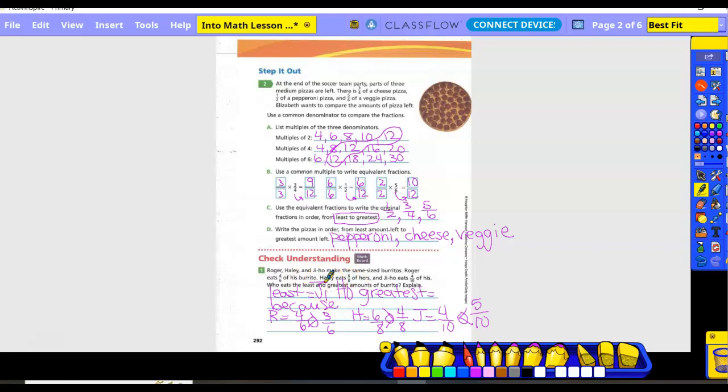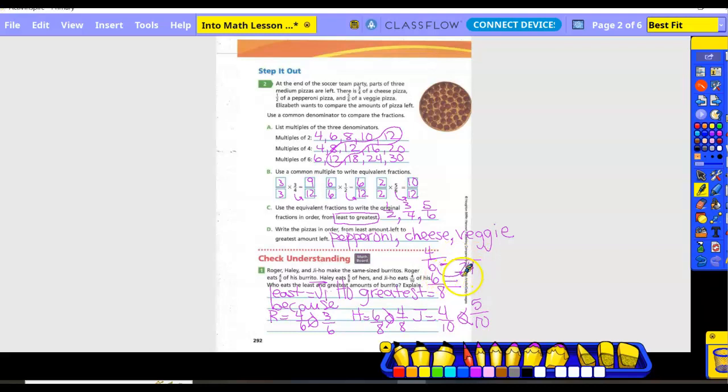Okay, now what about the other two? Can we compare those two and get a common denominator? So could I do 4/6 and what? 6/8? So my common denominator, we do 24.